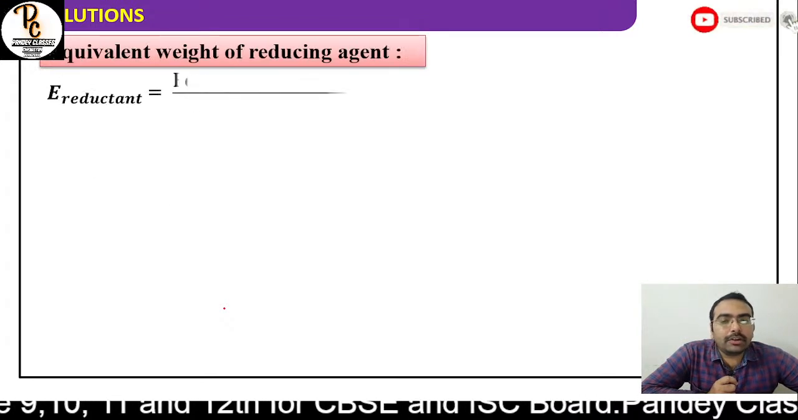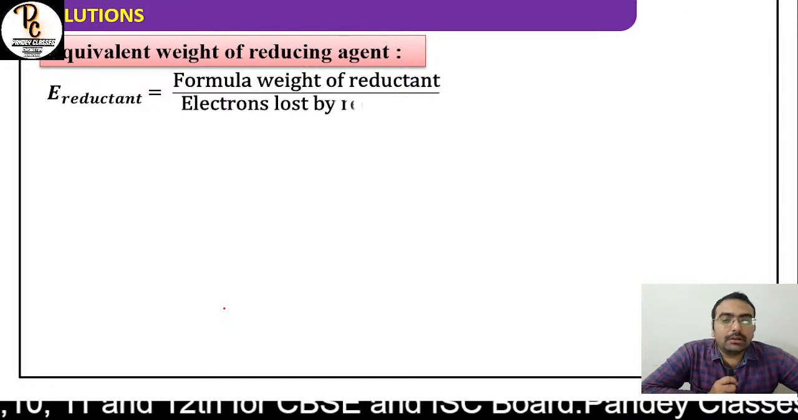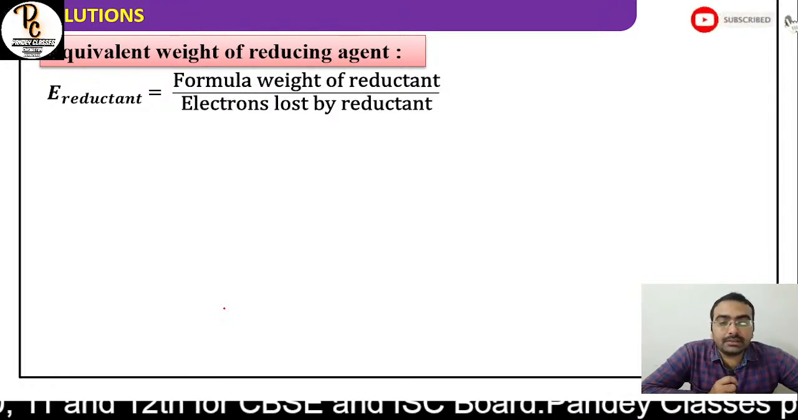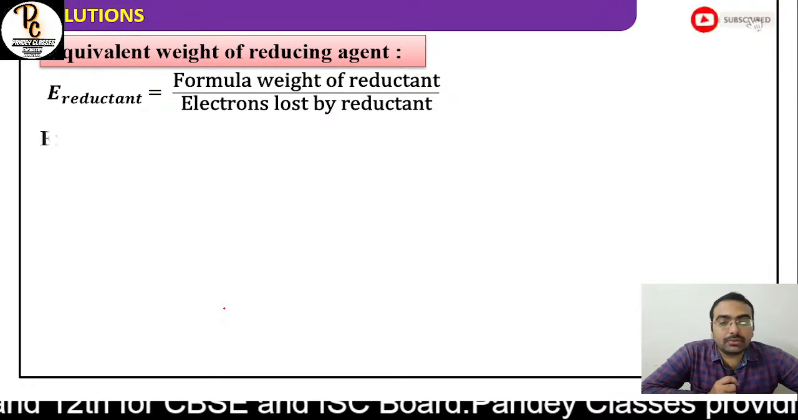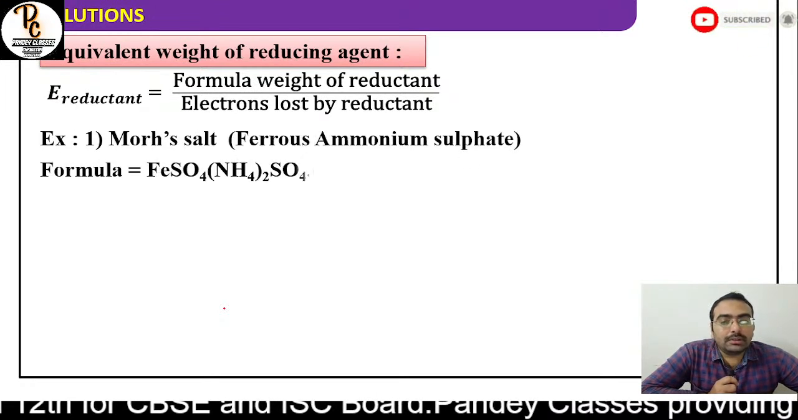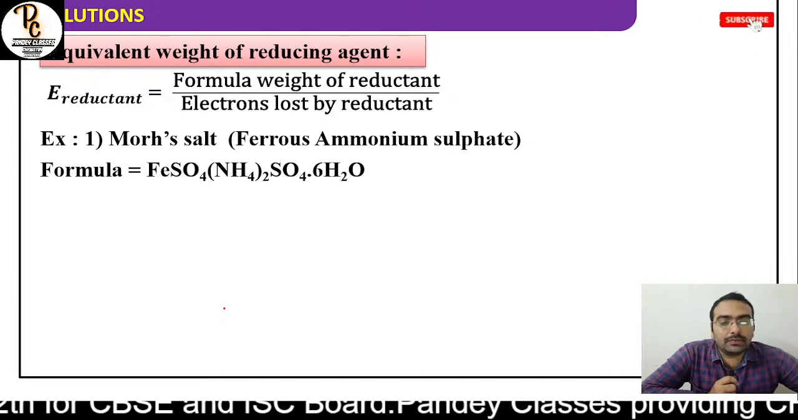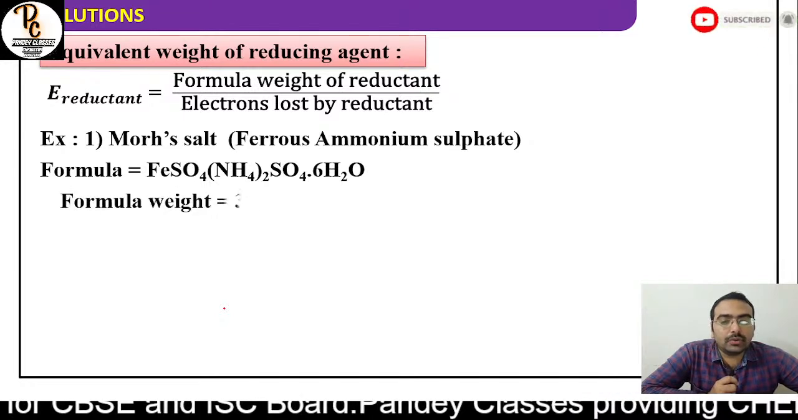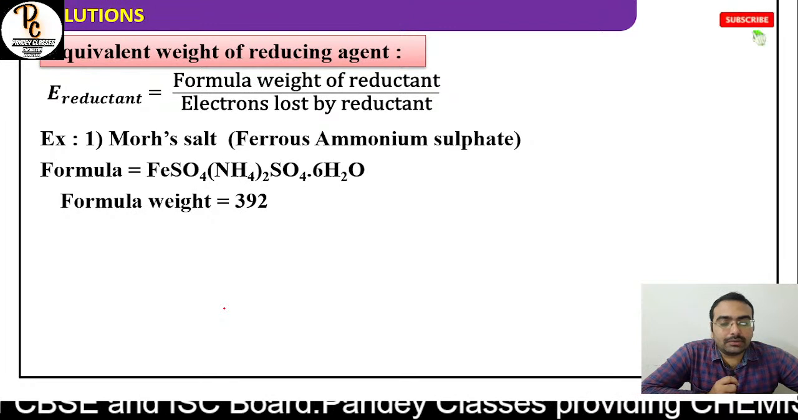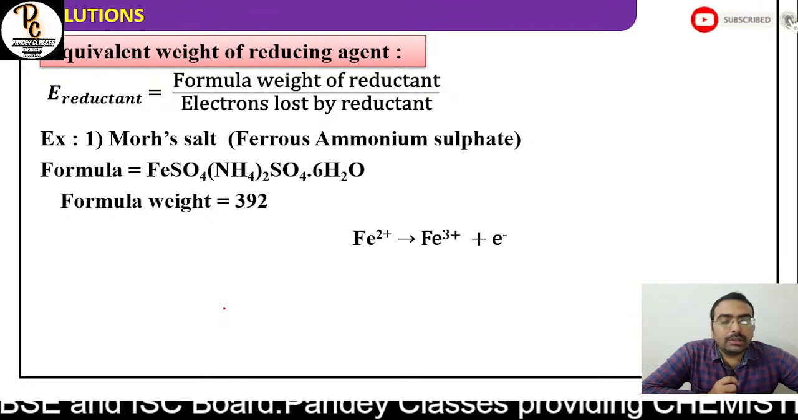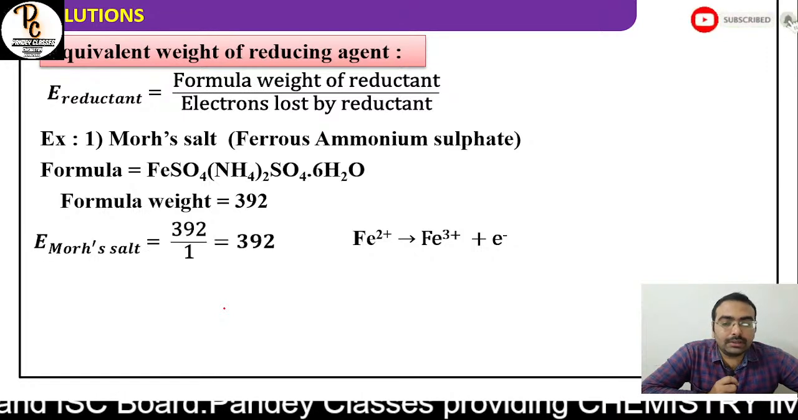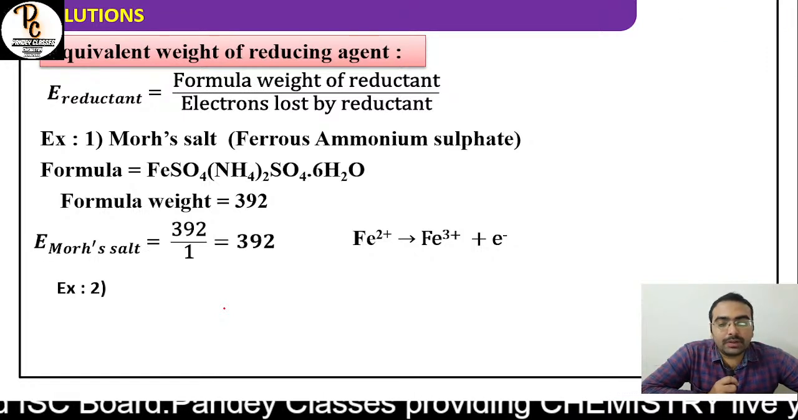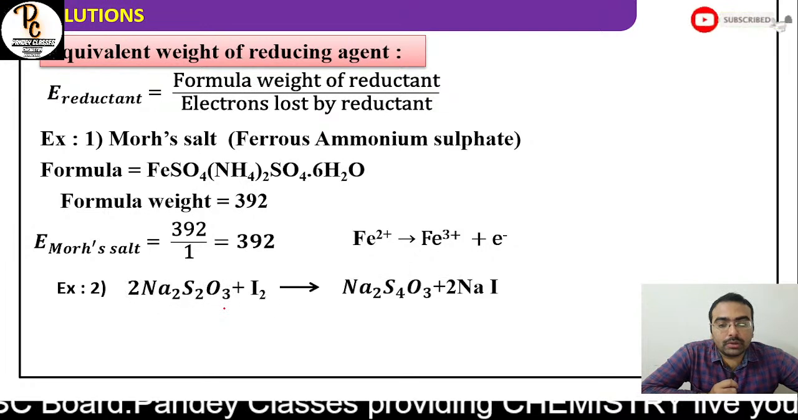Then we have the equivalent weight of a reducing agent, which means the one which undergoes oxidation. So Mohr's salt, FeSO4, (NH4)2SO4, 6H2O, has a formula weight of 392. How many electrons does it lose? 1. So simply here the equivalent mass will be 392.